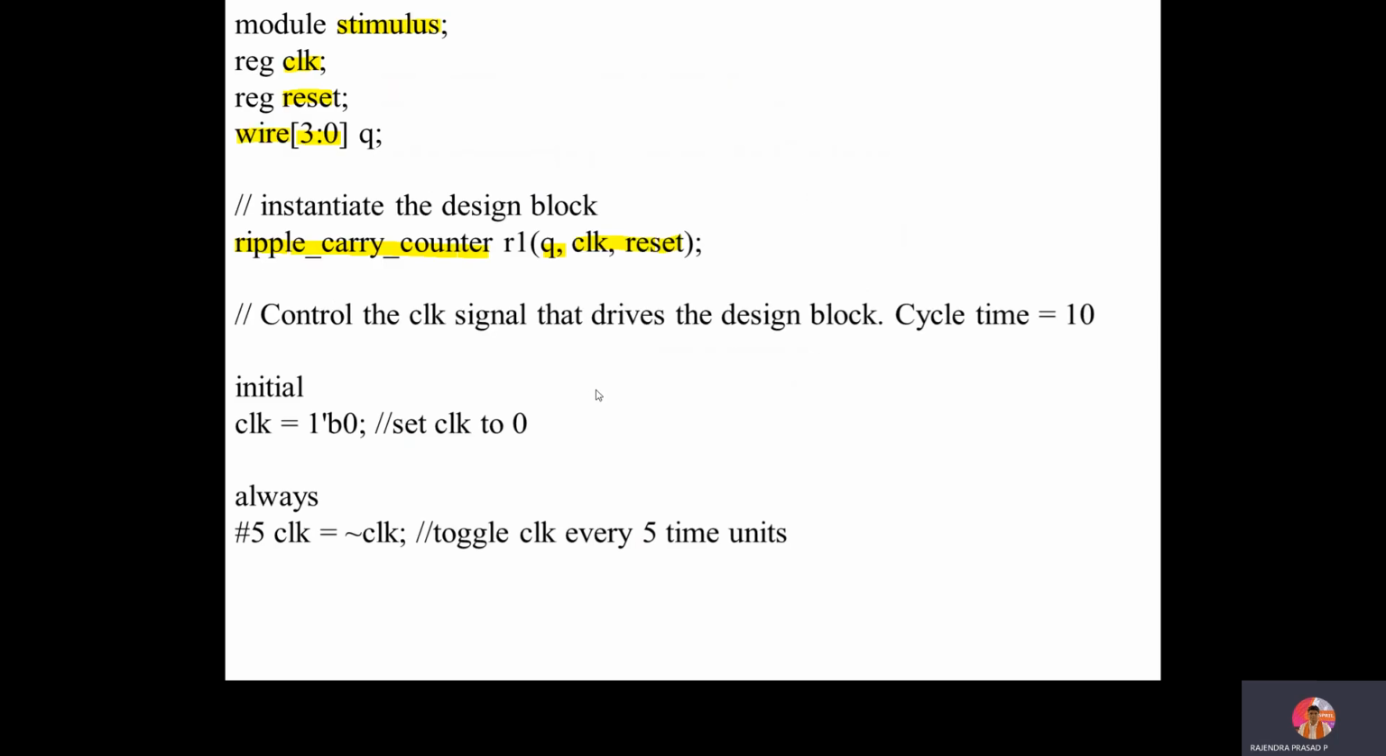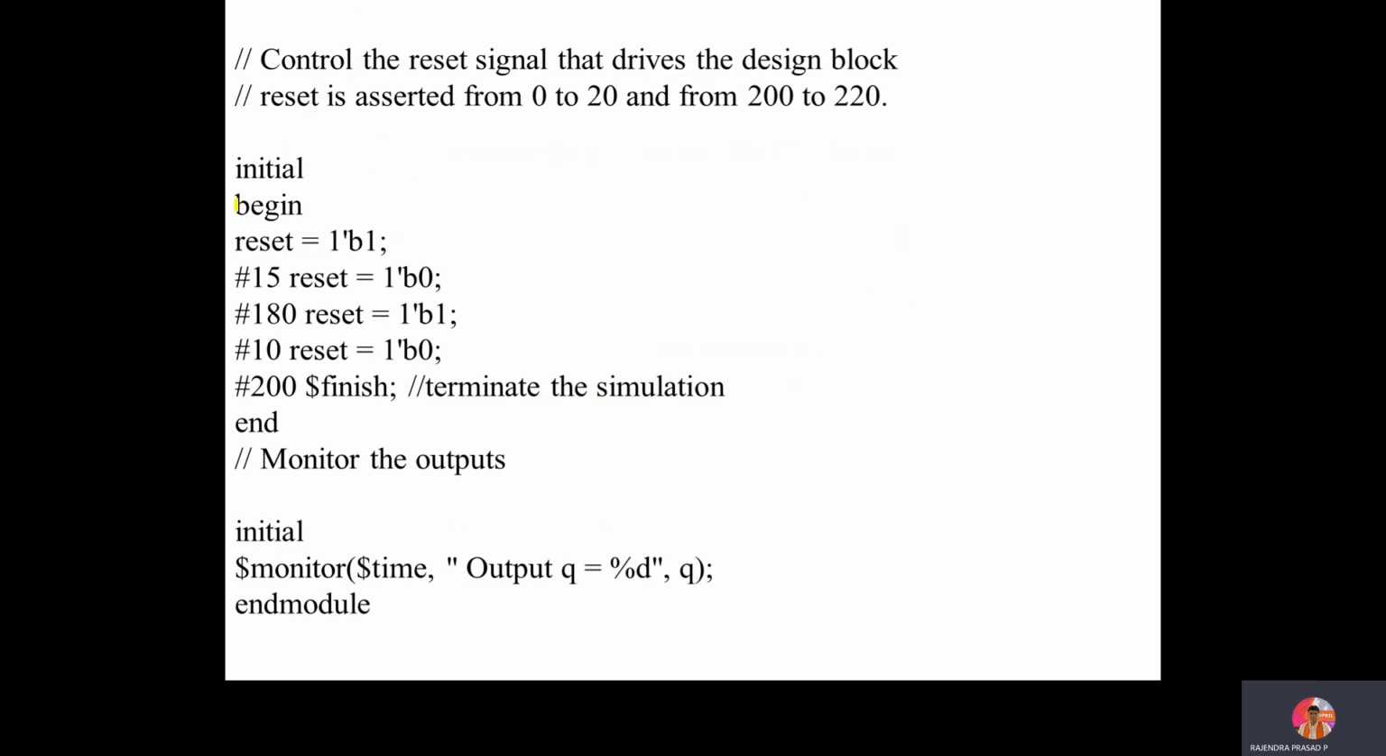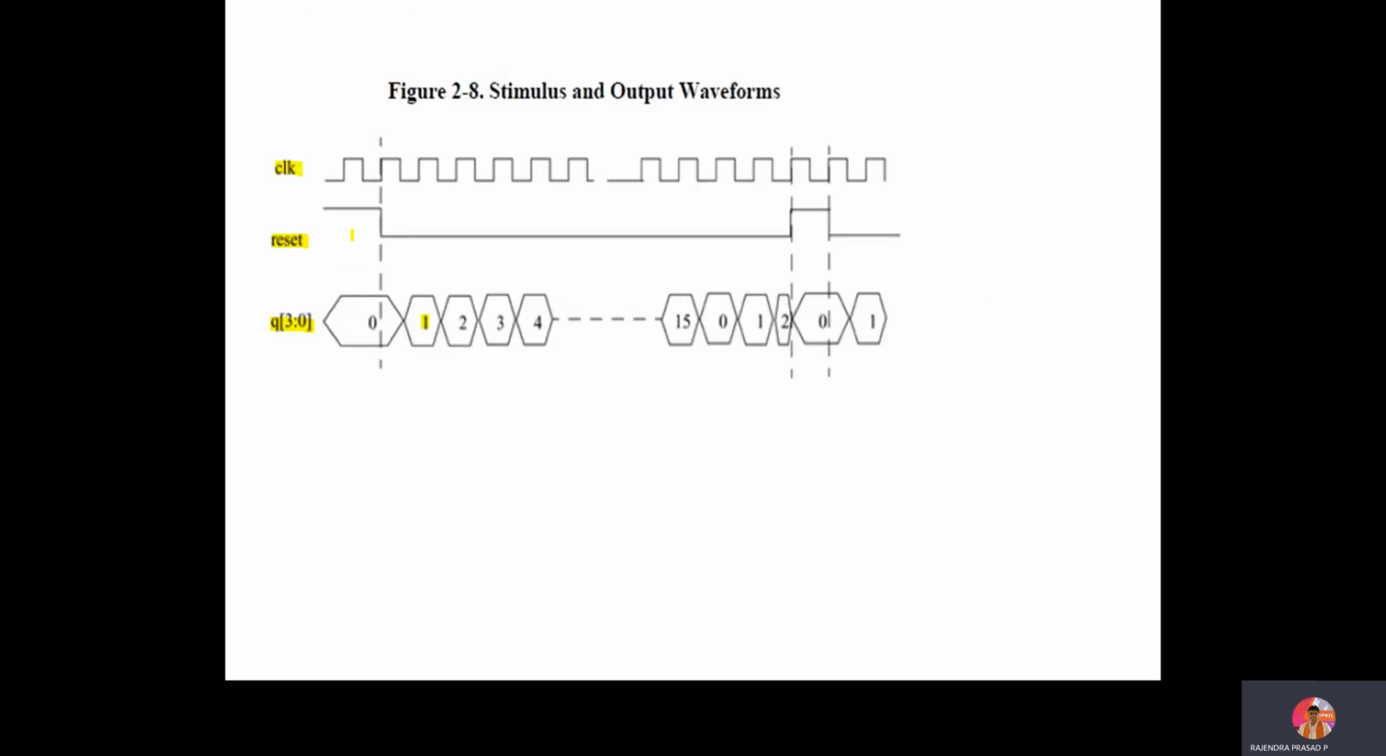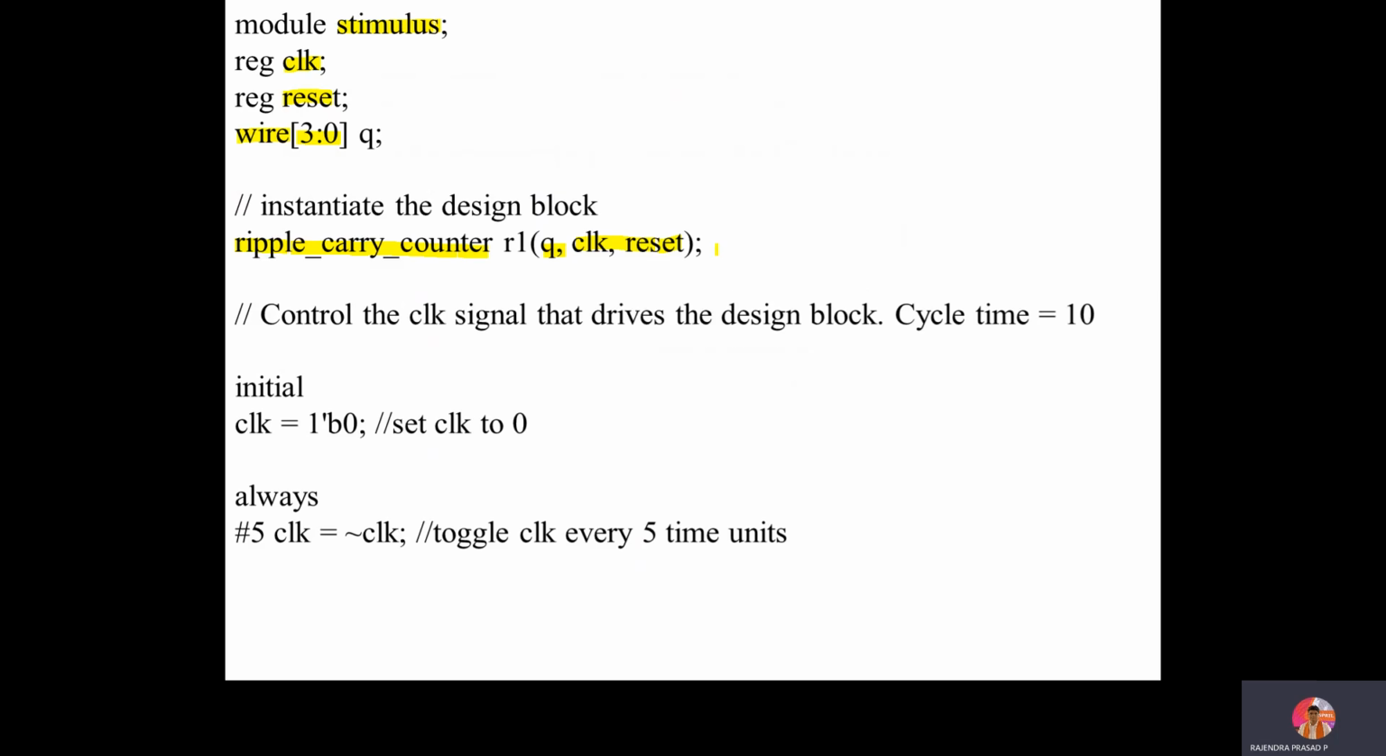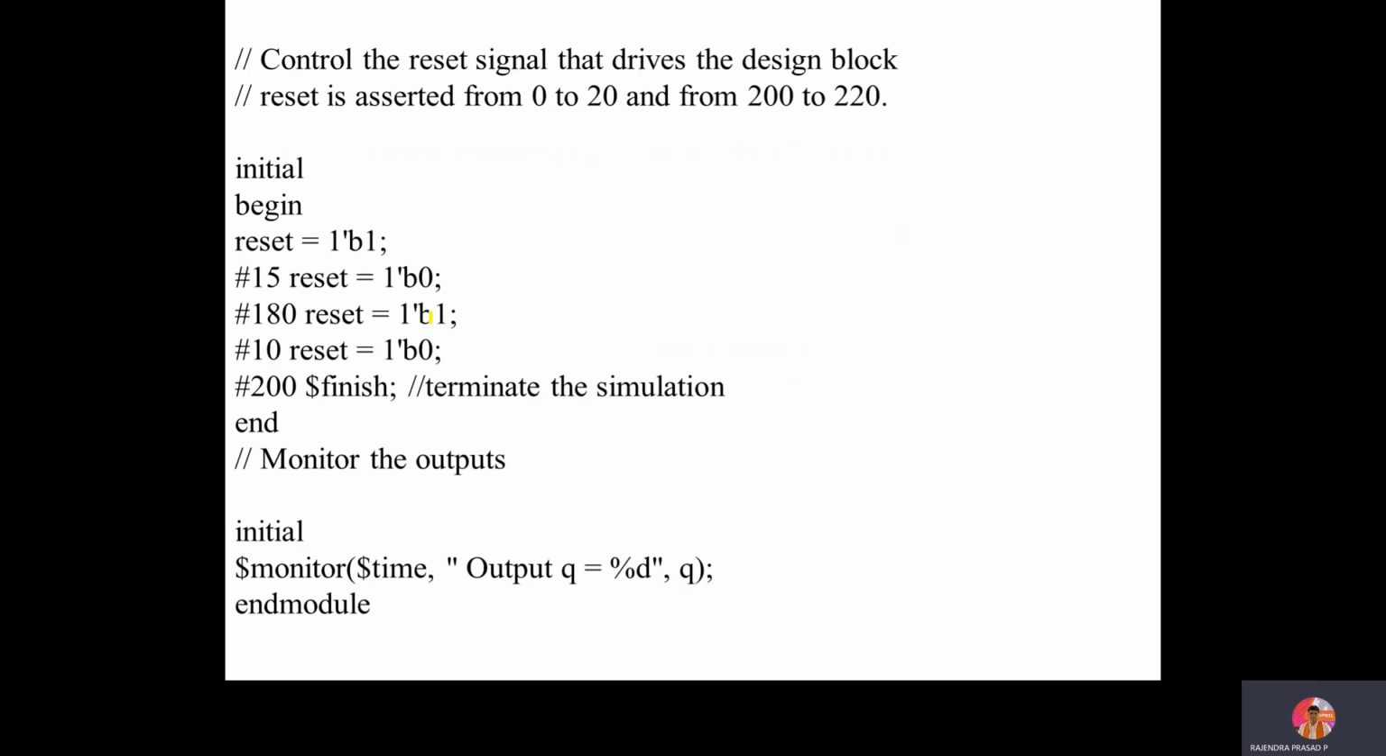So you observe here, initially begin reset equal to 1'b1. #15 reset equal to 1'b0. So after 15 seconds, the value should become 0. Till what time should it be 0? Till 180 seconds it will be 1'b0. Till 180 time units, the reset will be 0.